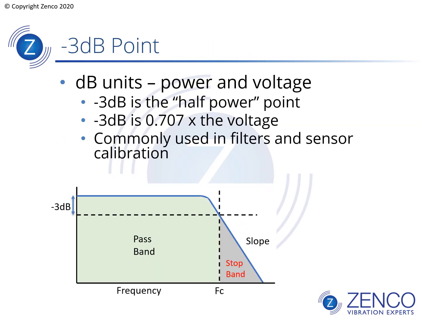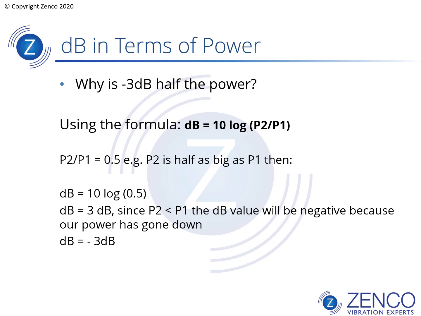Decibels are also used in filters, and filters are also heavily used in vibration. Usually the cutoff frequency of a filter is defined by what is called its half power point, and this is where it drops by 3 dB. And we'll see in a moment why minus 3 dB is half the power, and also why minus 3 dB would be 0.707 times the voltage. All right, it's time to break out your calculators and do some math.